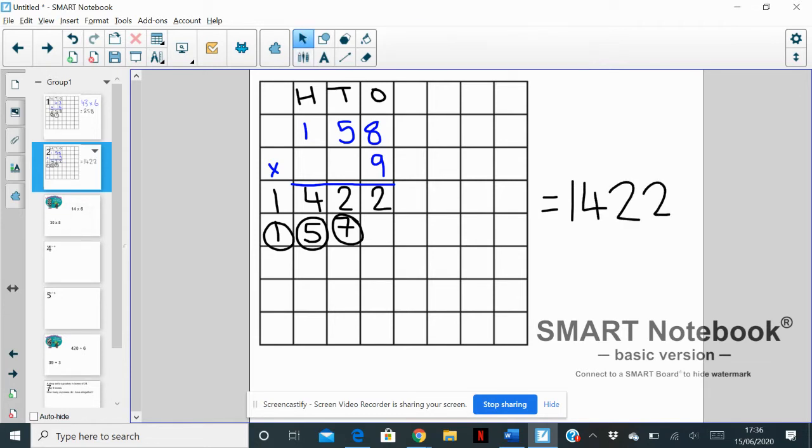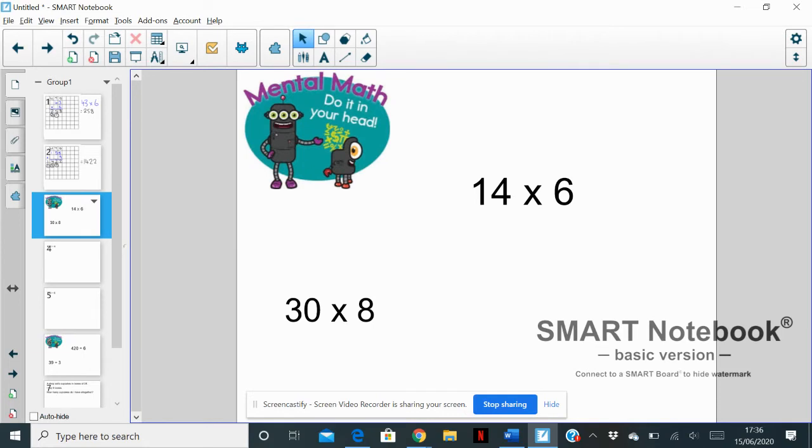So let's look at some calculations where we won't need to do a written method. So pause the video again and see if you can work out how you could solve these multiplication as number sentences in your head.